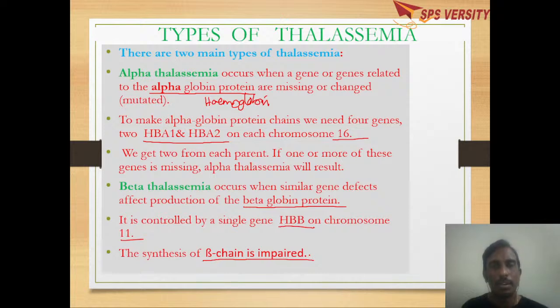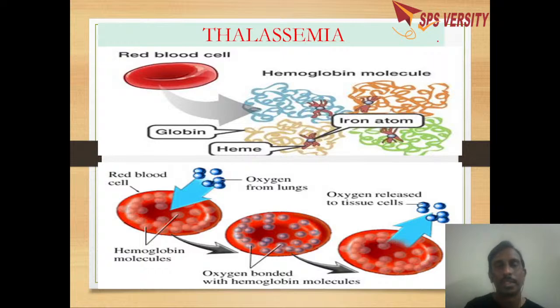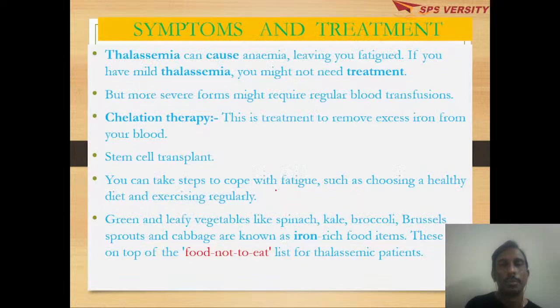When you compare thalassemia and sickle cell anemia, thalassemia is a quantitative disorder, whereas sickle cell anemia is a qualitative disorder. Both are related to RBC, but there is a difference. Here you can see the clear structure. Normal red blood cells have globin, heme and an iron atom. Red blood cells carry oxygen by binding to hemoglobin. Oxygen is carried through blood by combining with hemoglobin, which forms oxyhemoglobin.